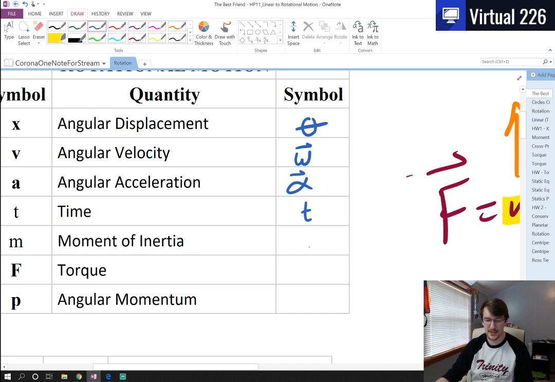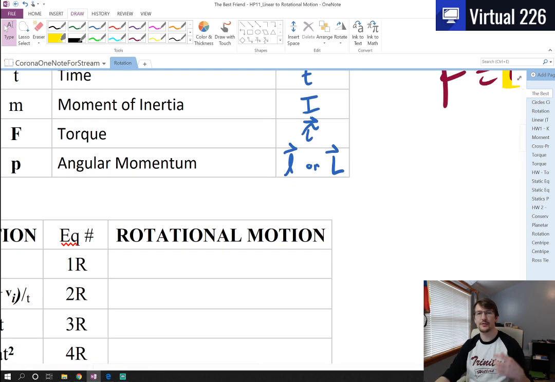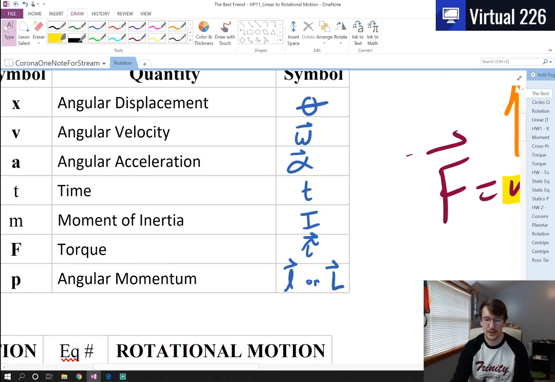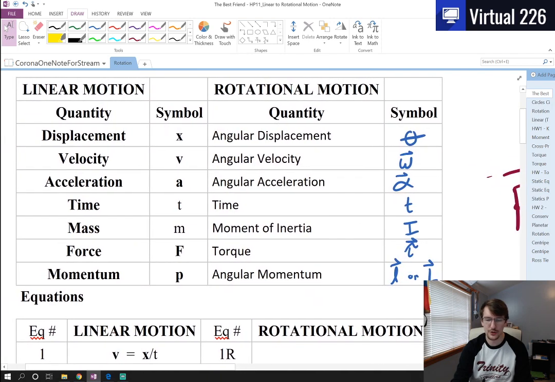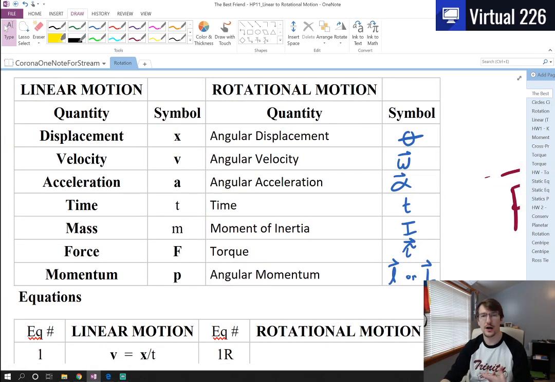Time is still time. It's a t. Moment of inertia is going to be a capital I. Torque is going to be a tau, and it is a vector, so it has an arrow. And angular momentum is either going to be a lowercase l or a capital L. Lowercase l is normally whenever you only have one object moving, and capital L is the entire bulk of the system. Okay, so this is how we're turning all of our old linear motion quantities into angular quantities, objects that are rotating or moving in a circle.